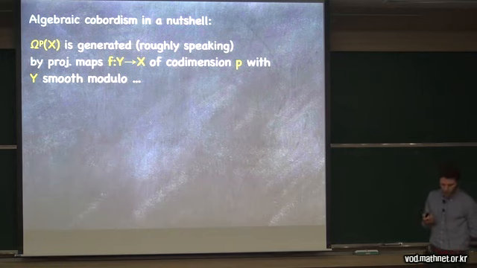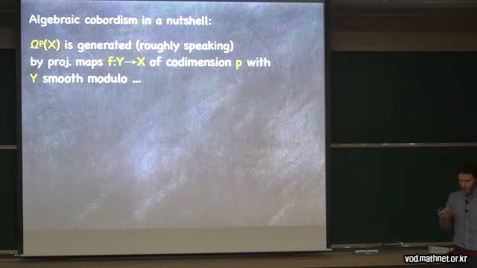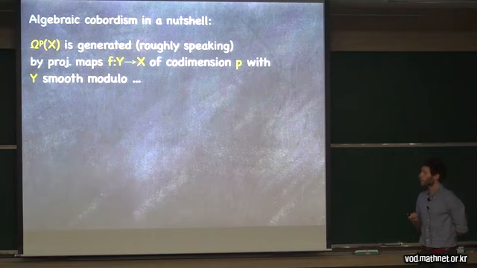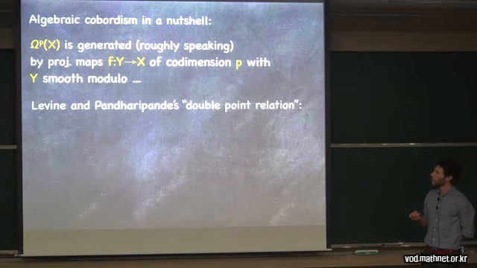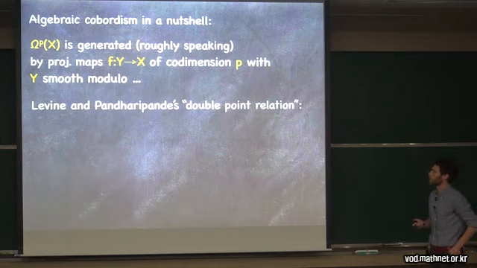In the beginning, algebraic cobordism was developed by Levine and Morel, and the initial construction was a little bit more elaborate and less direct, not as geometric as in the topological case. But then Levine and Pandharipande found out what the correct geometric relation is that we need to mod out. That's the so-called double point relation on algebraic cobordism.